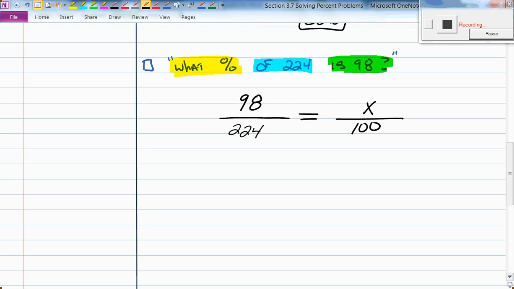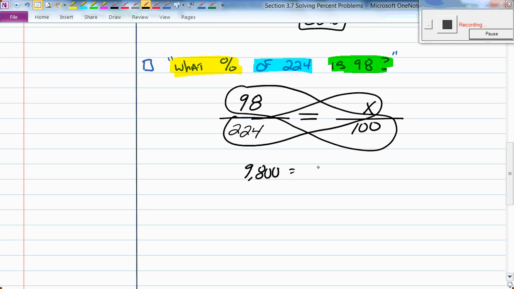Now, in this case, should my answer be bigger or smaller? Well, what's 50% of 224? 112. And we're looking for 98, so it should be less than 50%, right? Okay, good. So we're going to cross multiply. 98 times 100, how much is that? 9,800, very good. 9,800 equals 224 times x. How much is that? 224x, right? All right, good.